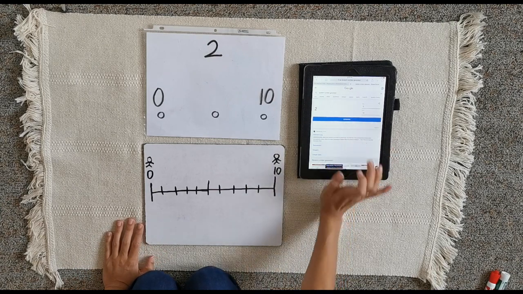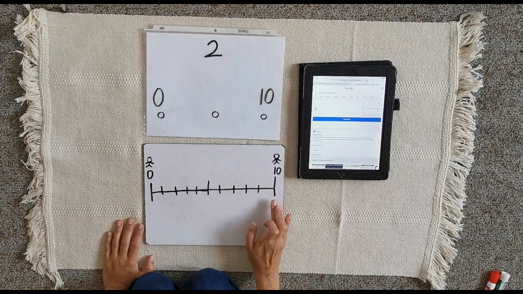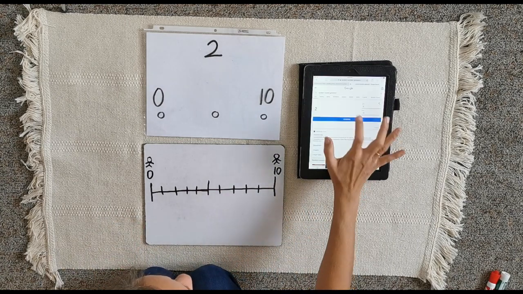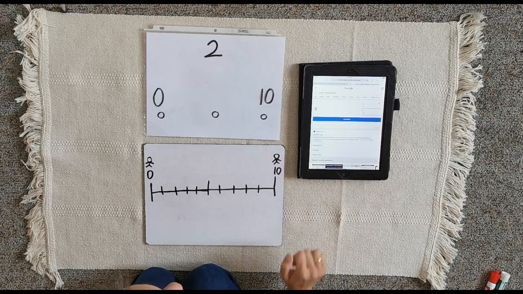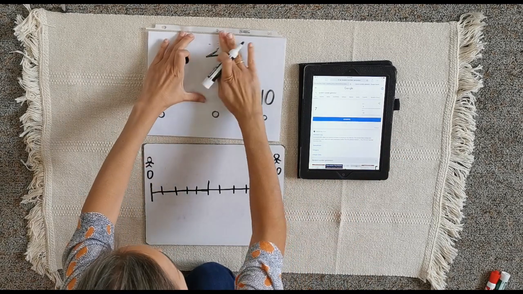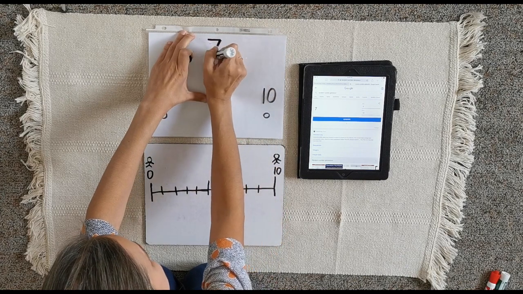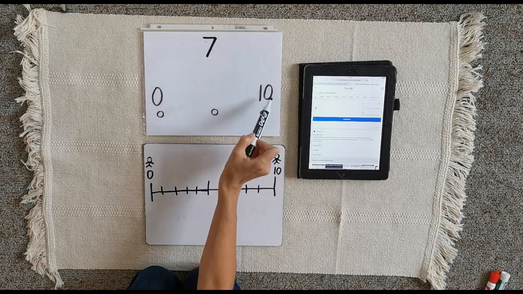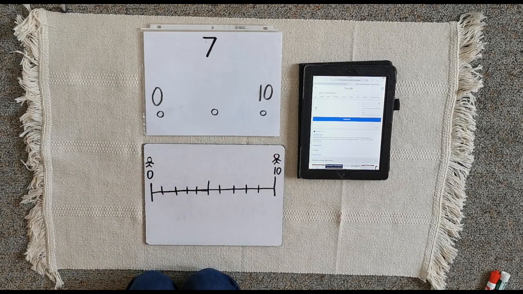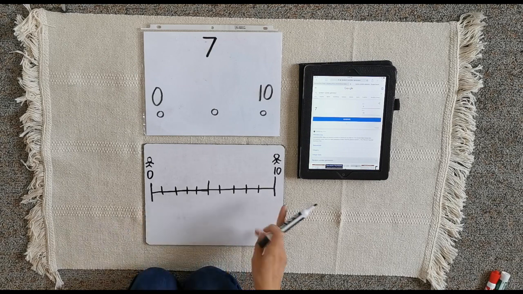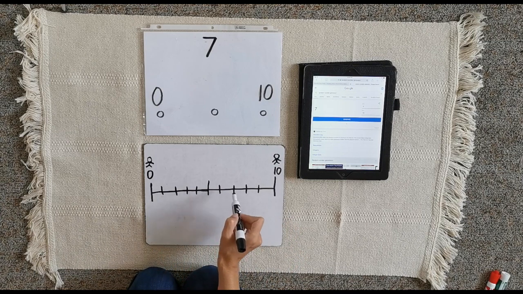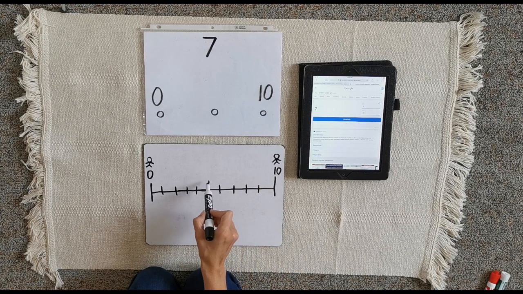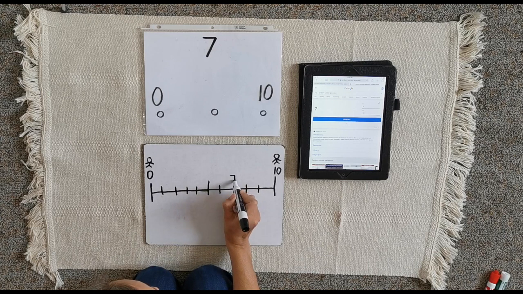Let's try again. We will do it until 10, then until 20 and until 100. 7. So in this case it's not number 2, it's number 7, and we need to decide if number 7 is closer to 0, closer to 10, or just in the middle. And I'm going to look for where's the place of number 7. And you can use different strategies. You can count by ones. It usually takes a while, so what I'm going to do is, if I know that 5 is here in the middle, this will be 6 and 7, 2 more.